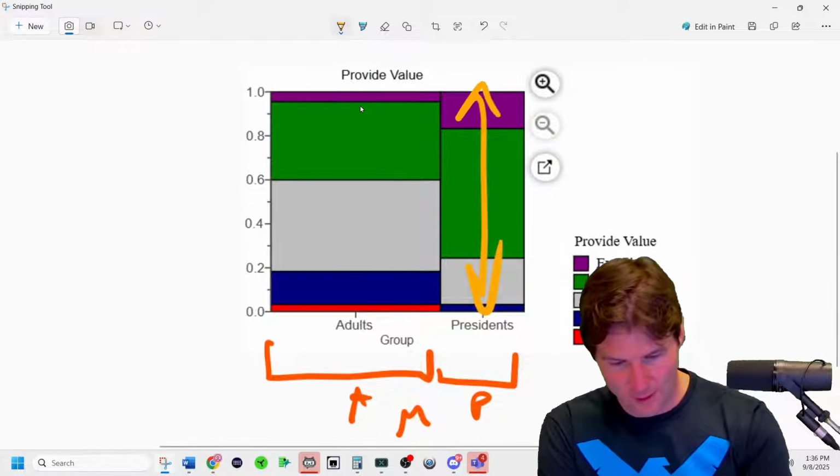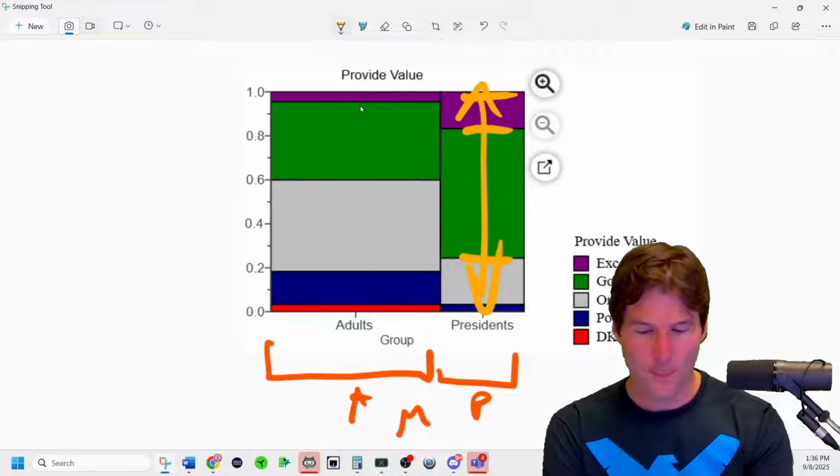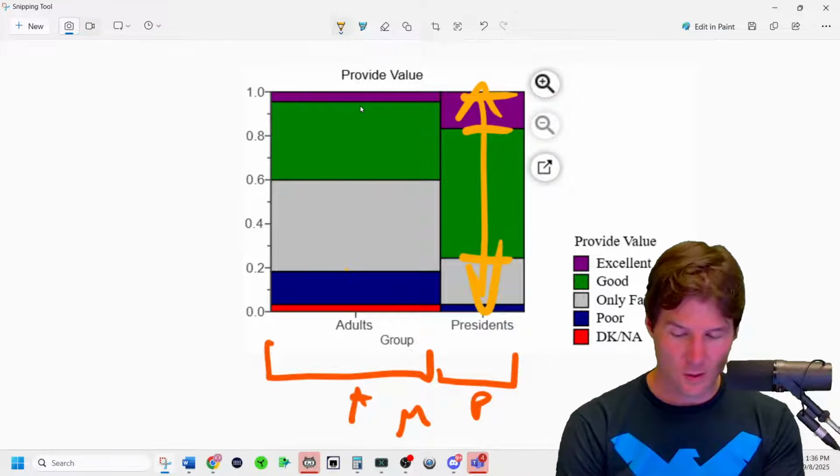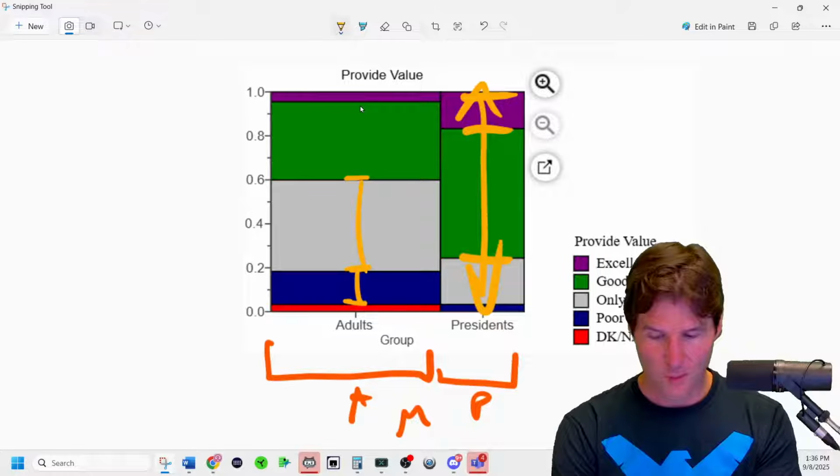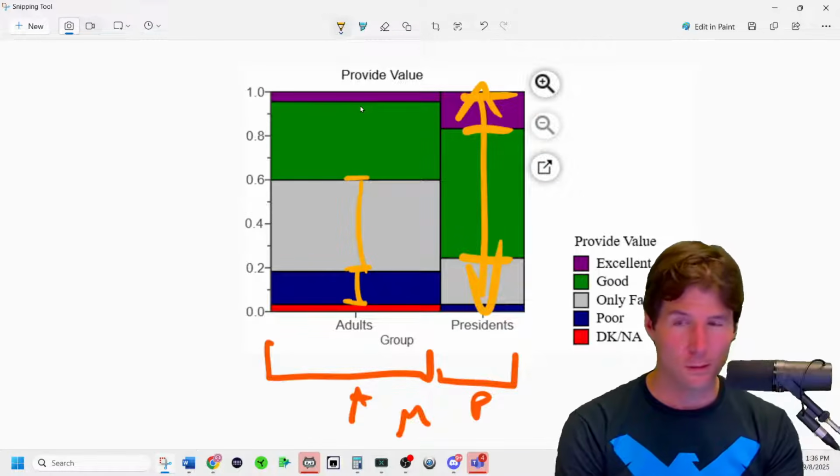So they think it's either good or excellent within the presidents. You get a lot of this right there. Within the adults, there's a bigger portion that think it's only fair or poor. So you get a lot more of this. A lot of people think it's good or less excellent.